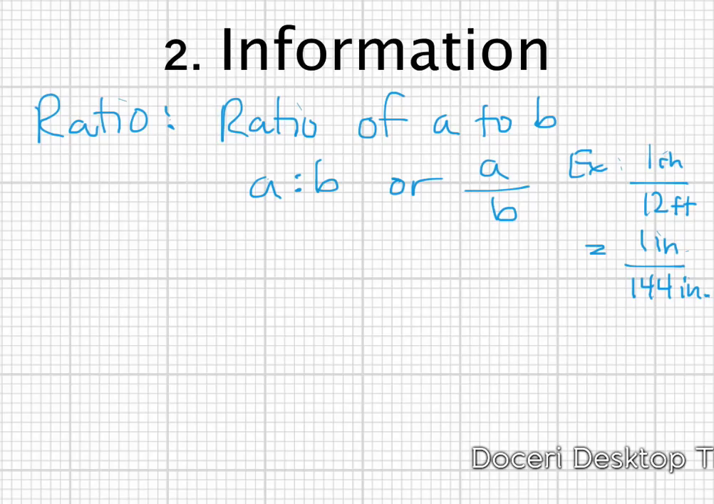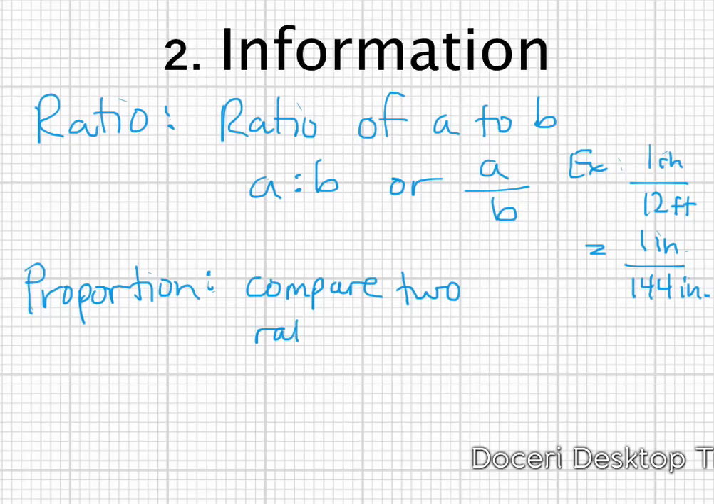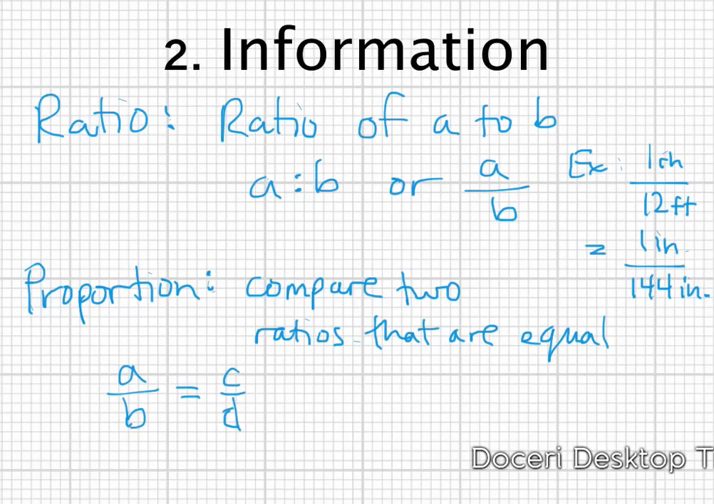Now a ratio is just a fraction or a comparison of two numbers. But what happens if I compare two ratios? Well, we call that a proportion. This is comparing two ratios, and these two ratios are going to be equal. So if I'm comparing A to B and C to D, these two ratios will be equal. If they're equal, that makes them a proportion.